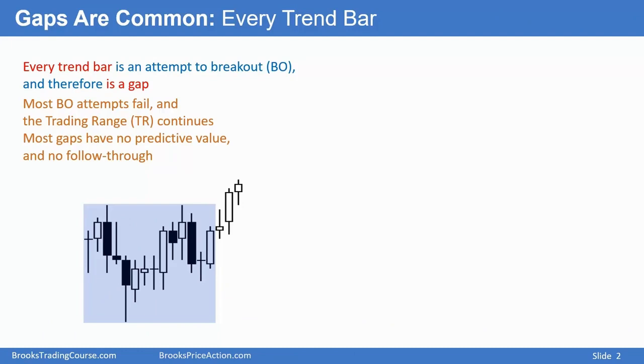Every trend bar is a breakout. It's also a climax, it's also a spike, but every trend bar is an attempt to break out, and therefore it is a gap. We have a trading range. Most breakout attempts fail. Therefore, if you have trend bars up near the top or bear trend bars near the bottom, the breakout attempts will probably fail. Most of the time, when you get gaps, they don't have any predictive value because there's no follow through and the market reverses and it continues to do what it has been doing.